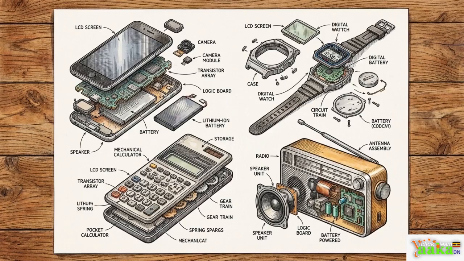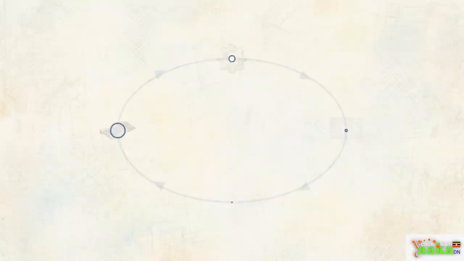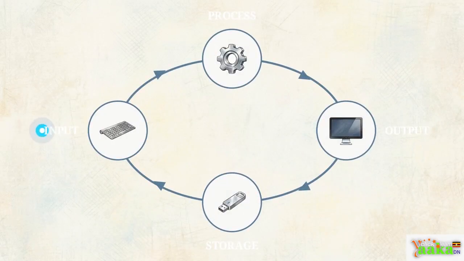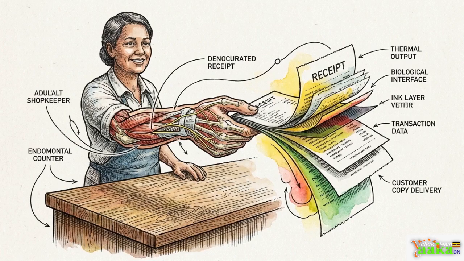Ultimately, information and communications technology is just a name for the everyday tools we use to solve our problems. It is the simple journey of taking raw data and moving it through the cycle of input, process, output, and storage, until it becomes something we can actually use.